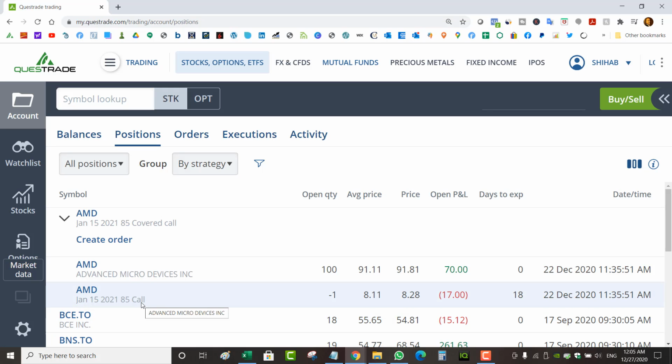So I paid 83 to get in. I can sell it for 84 while AMD is still trading at 91. While AMD is not moving, I can still make a profit from this trade. That's the advantage of selling options.